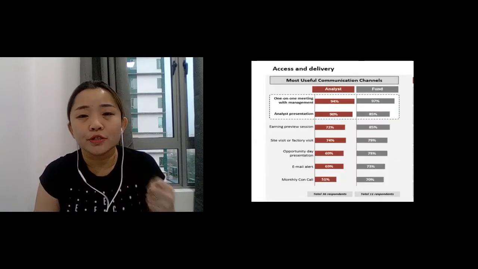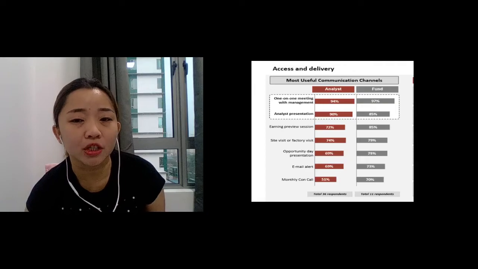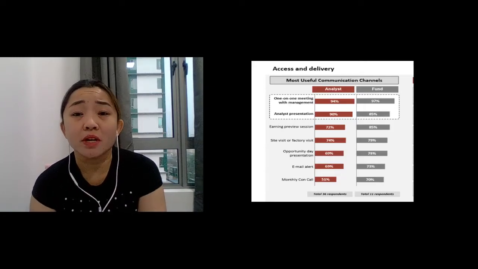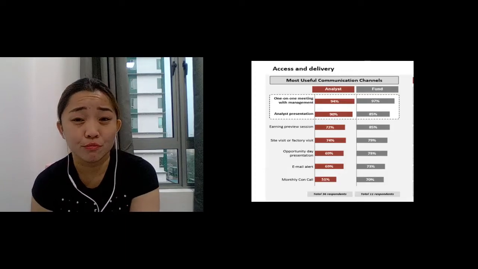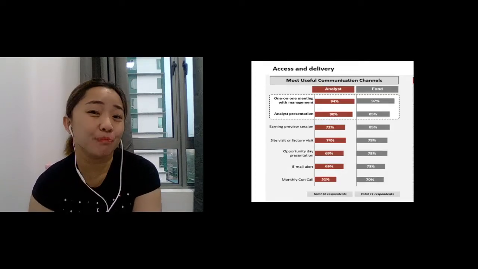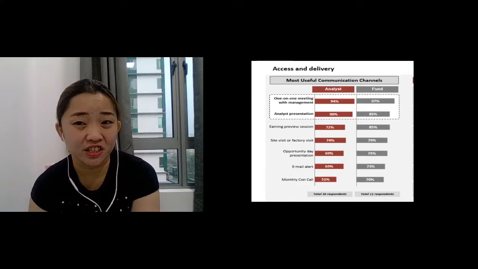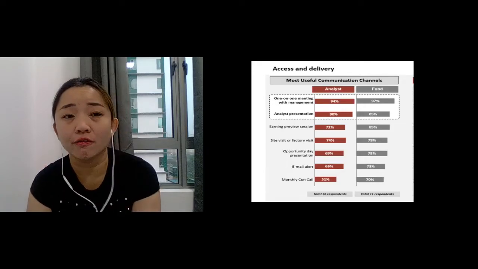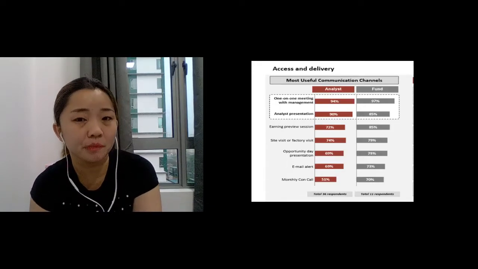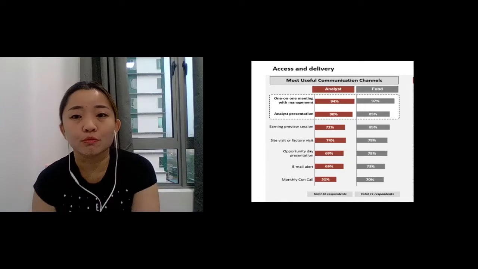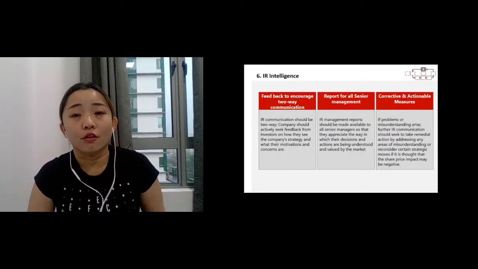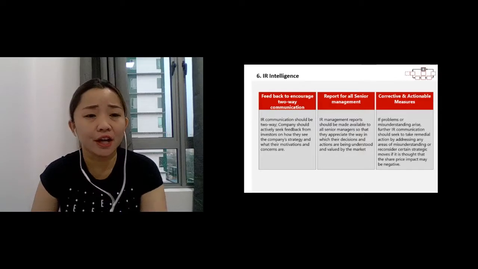Now, of course, at the end of the day, it shows this particular research that has been done by one of the companies, which shows that a one-on-one meeting with management is the most effective way to communicate to analysts, and the analyst presentation is also 90% effective in terms of that, right? And even for fund managers, those who are thinking of investing into a company on behalf of other people, a one-on-one meeting with management proves to be the most important communication channel. And of course, IR intelligence.